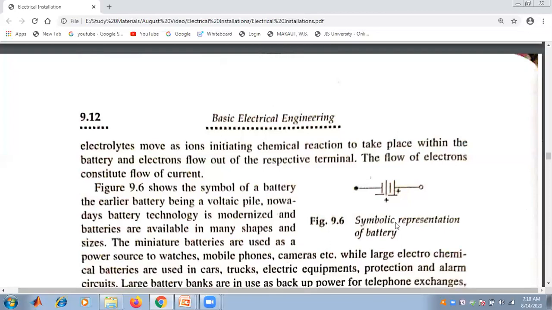This is a symbolic representation of a battery that we have known: one terminal of the battery is positive and another terminal of the battery is treated as negative, where the positive terminal acts as a cathode while the negative terminal acts as anode.